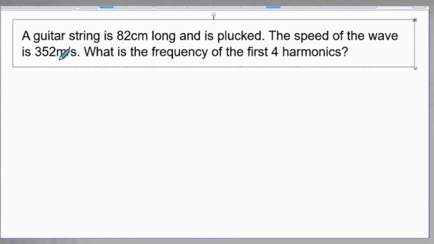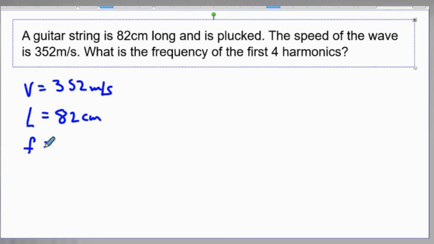Here we go again. I have a guitar string, 82 centimeters long. It's given a pluck. The wave speed is 352 meters per second. I'll just call the length L, 82 centimeters. And we want to know the frequency of the first 4 harmonics. We'll talk more about that.